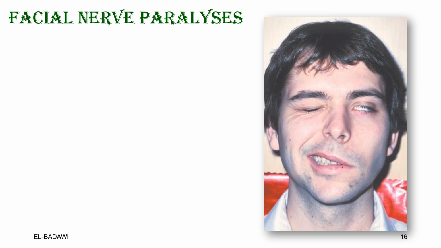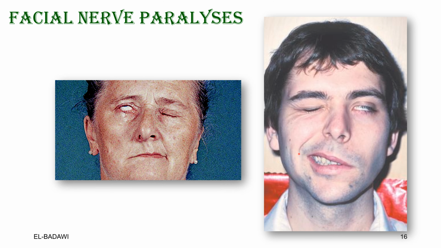Other features will be also there: loss of taste sensation on the anterior two-thirds of the tongue, dribbling of saliva from the unhealthy side, and the patient cannot blow his mouth, cannot whistle, and so on. These are the features of that left side. On the other side here, you can see a lady with a right nerve paralysis. The right eye now cannot be closed. The mouth is pulled toward the left side by the healthy buccinator on the left side. That's again the main features for a paralysis of the facial nerve, the left and the right one.